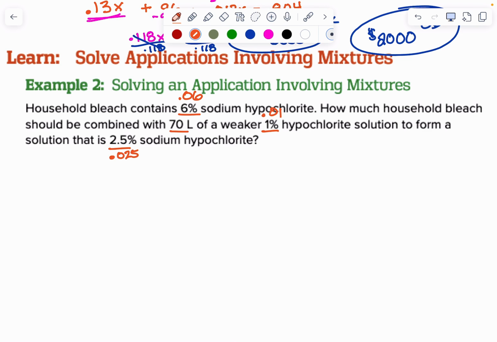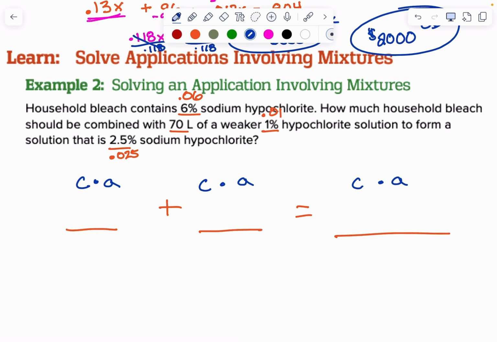So the way that this works is we have two things that are being added together to make our result, right? Within each one of those blanks, we have the concentration times the amount. And the concentration times the amount equals the concentration times the amount, right? So the first concentration I have is 0.06. 0.06 concentration. And I do not know how much I am adding. So let's just leave that blank, right?